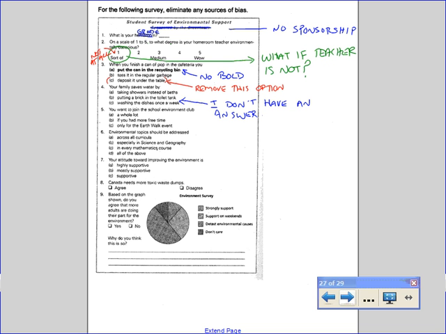All right, so number 5, you want to join the school environmental club. A whole lot, if you had more free time, only for Earth Walk event. So, guess what? According to this survey, you can't say no.